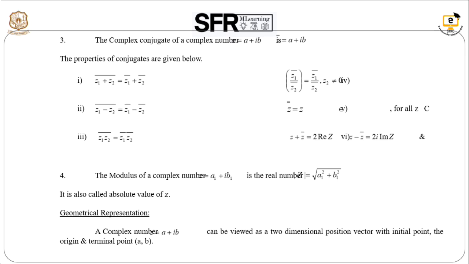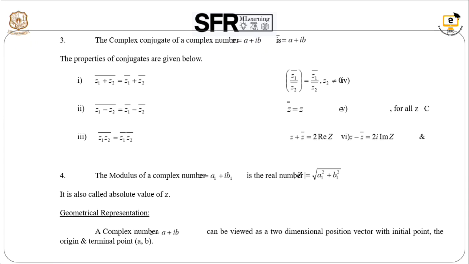What are its properties? z1 plus z2 the whole bar, as usual the difference conjugate and multiplication conjugate, and also the division conjugate, as well as z double bar equal to z, and also z plus z bar equal to 2 into real z, and z minus z bar equal to 2 into i into imaginary z. The modulus of a complex number is denoted by root of, suppose your complex number is a1 plus ib1, root of a1 square plus b1 square.